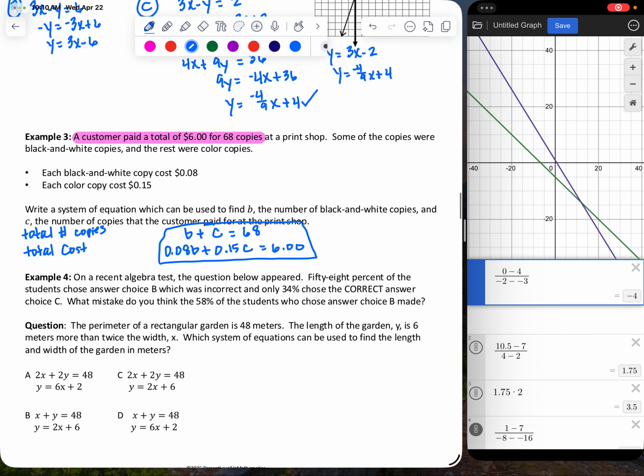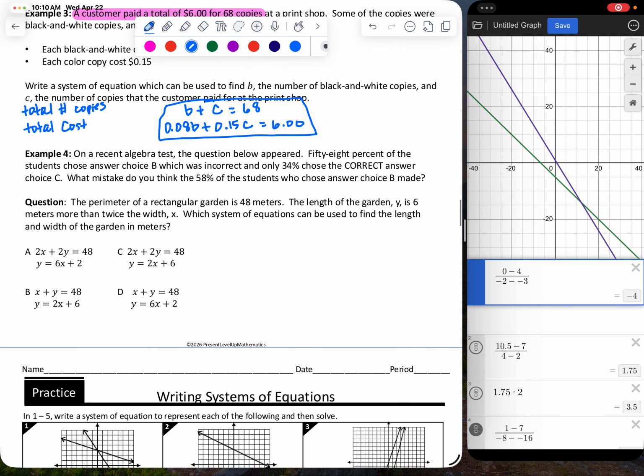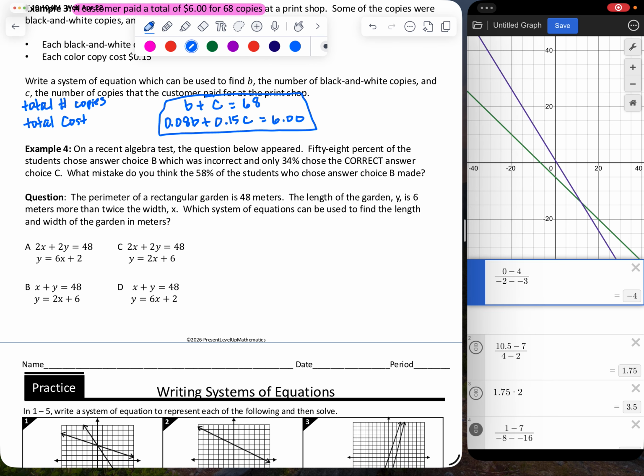All right, example 4. On a recent algebra test, the question below appeared. 58% of the students chose answer choice B, which was incorrect. Only 34% chose the correct answer of choice C. What mistake do you think the 58% of the students who chose answer B made? Now, here's the question. The perimeter of a rectangular garden is 48 meters. The length of the garden, y, is 6 meters more than twice the width, x. Which system of equations can be used to find the length and width of the garden in meters?